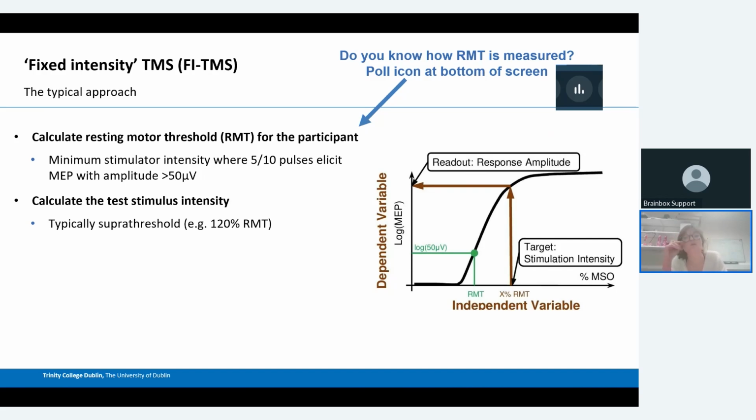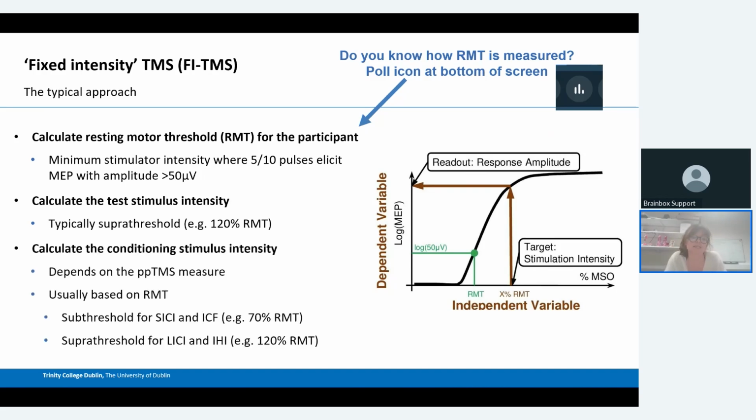But the reason we want to use a supra-threshold response is we want our test stimulus intensity without conditioning, when we just give it alone, to reliably, consistently produce motor evoked potentials, so that then when we introduce the conditioning stimulus, there's plenty of room for the MEP to either get bigger or get smaller and allow us to measure inhibition or facilitation. We then calculate what conditioning stimulus we're going to use.